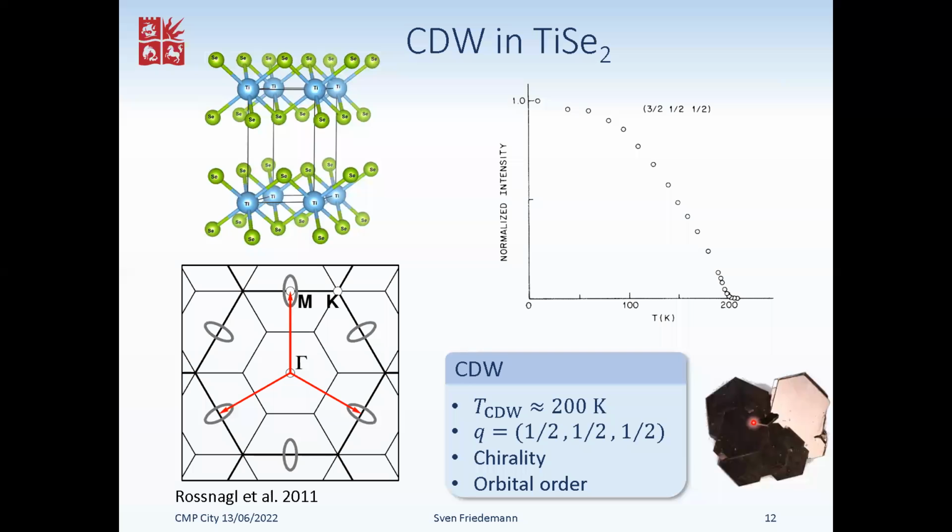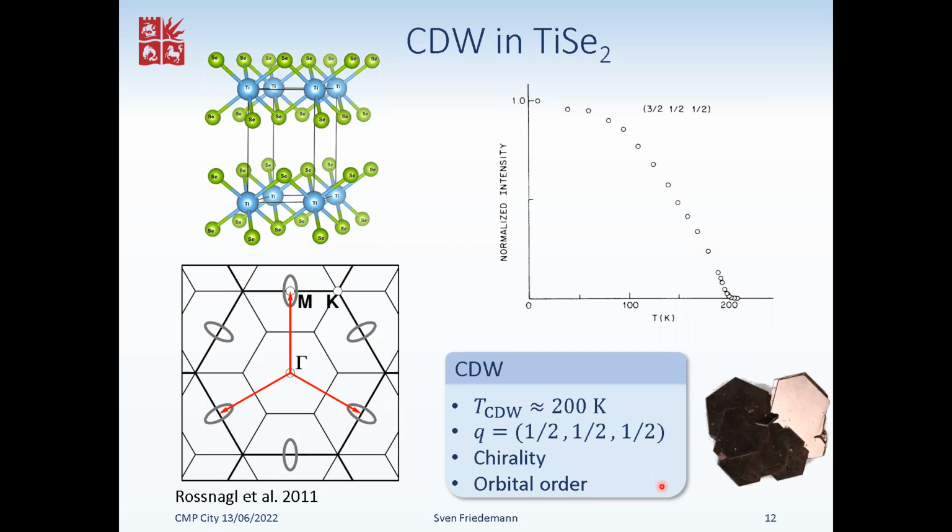There are also discussions about chiral order and orbital order, but I'm not going to go into that today. What is more relevant is that titanium diselenide is a good candidate for this excitonic mechanism, because it has a very small electron pocket and a very small hole pocket. Hence the charge density wave makes a big impact on the electronic properties.